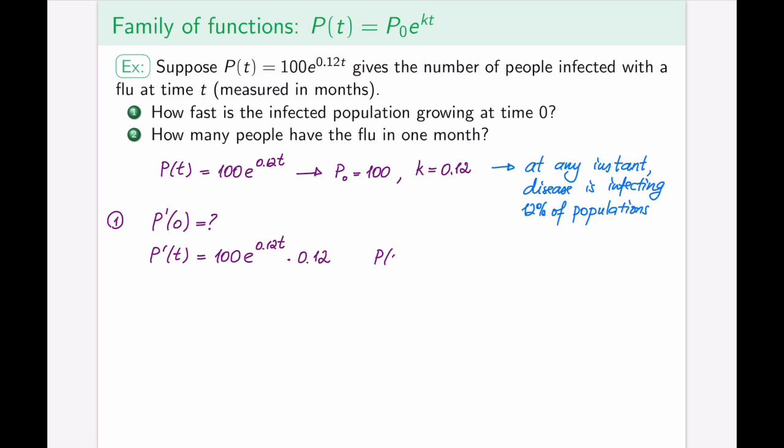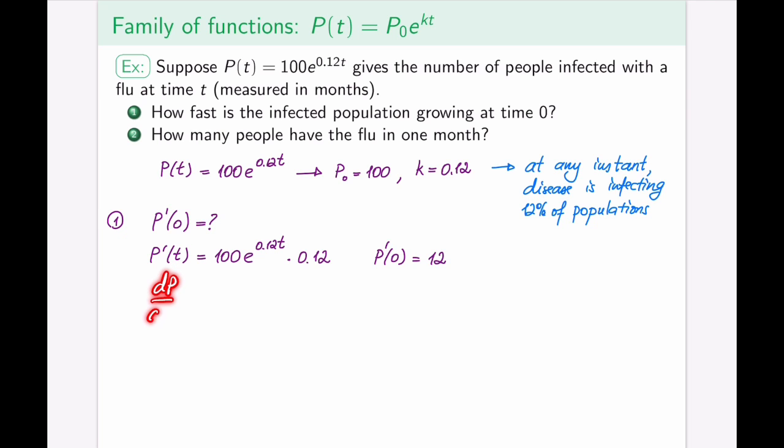So now, if I compute this value at 0, I'm going to plug 0 in for t. The entire exponent is going to turn into 0, which will turn the entire expression involving e into 1. So I'm going to end up with 100 times 0.12, which is 12. Now, what are the units of this particular expression or this particular function?